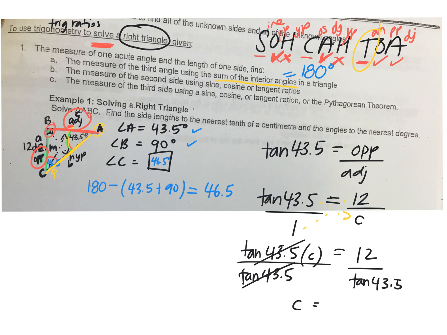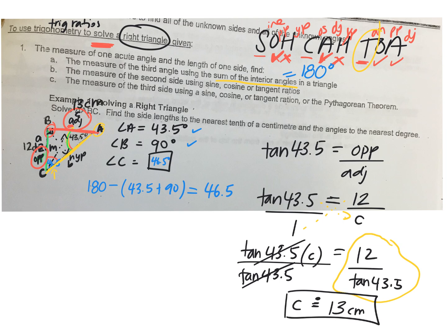So C will be equal to, if you do this on your calculator, 12 divided by, you either type in 43.5 tan or tan 43.5. Okay, figure. So it was approximately 12.6. So let's round it off to approximately, don't forget the symbol, 13 centimeters. So that's this side length.